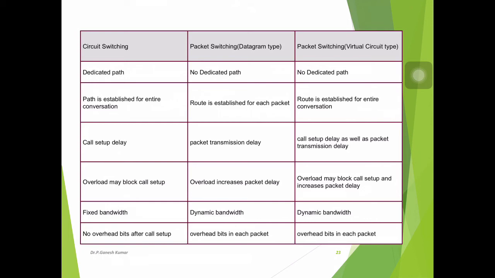Whereas in the packet switching method, there is no dedicated path. Every packet will try to reach its destination using different paths. The route will be established based on either the datagram approach or the virtual circuit method. The packet transmission delay will be experienced by each and every packet. Overload increases the packet delays, and overhead will be there for each packet. Some packets may take 1 second, some 0.5 milliseconds. It will vary from one packet to another. So bandwidth is dynamic, and a variable data rate can be achieved using packet switching.